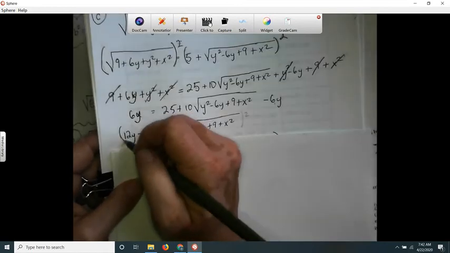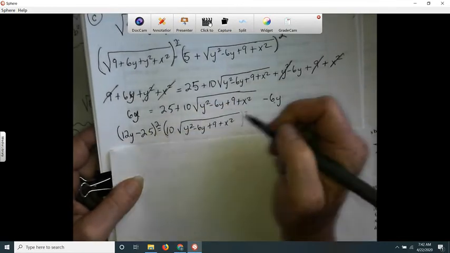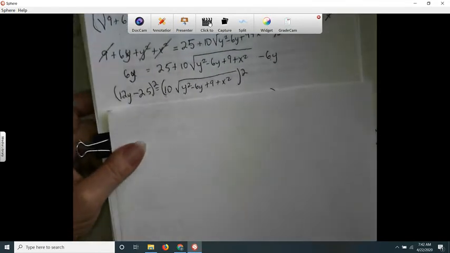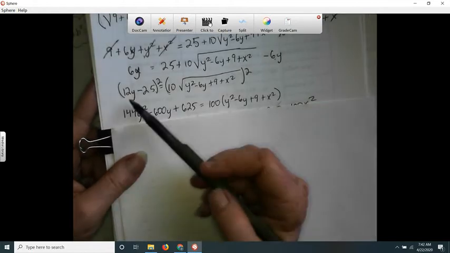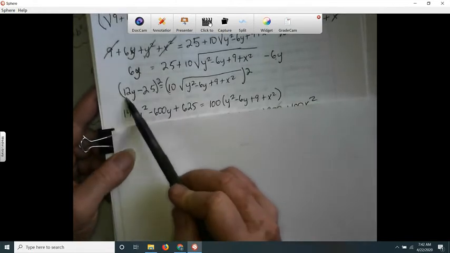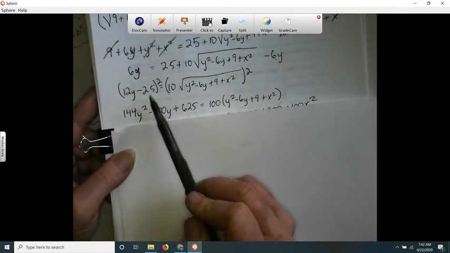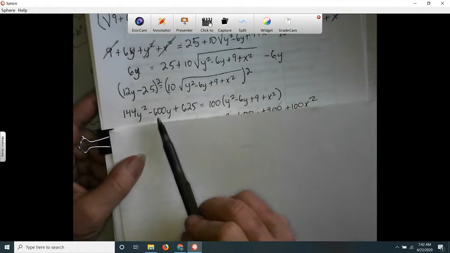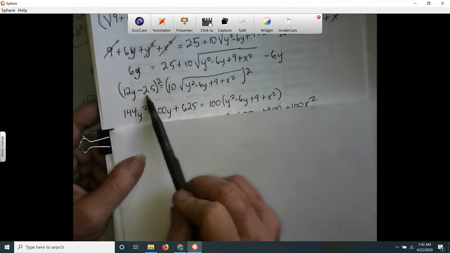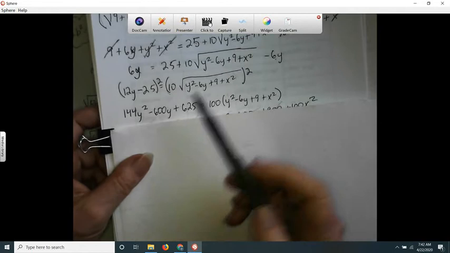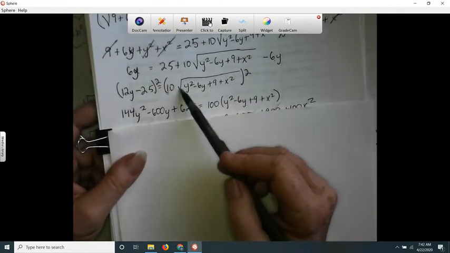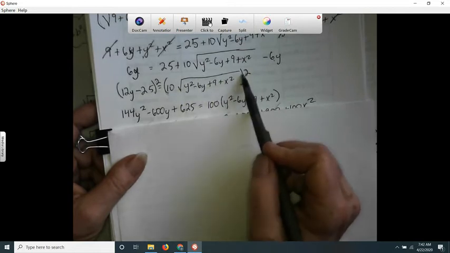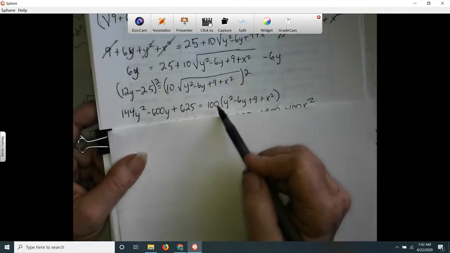So now I'm going to square both sides. Now this is just a binomial again that I can square. So I'm going to take the first thing squared. First thing times the second thing: 12 times 25 is 300, times 2 is 600. And then 25 squared is 625. And then I square the right-hand side. Well, that just turns this into 100, and it gets rid of my radical sign. Okay, then I can distribute 100.